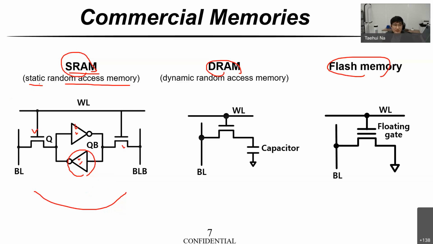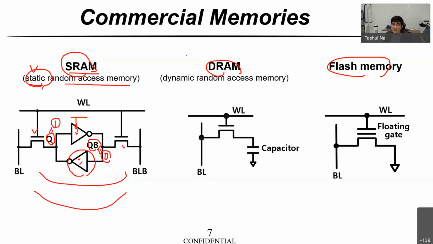Well, the static means that, according to time, the data stored in this memory is not changing. For example, Q could be 1 and QB could be 0. So by using this structure, it can store just one bit. In this case, because of the power supply connected here, the value 1 or 0 will not change according to time. So it is called static random access memory.